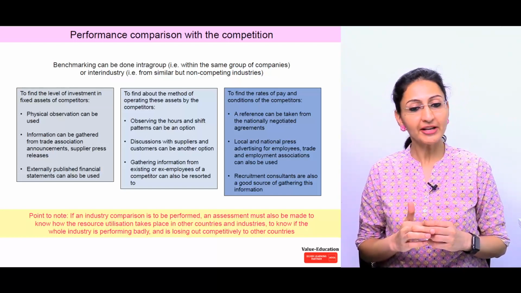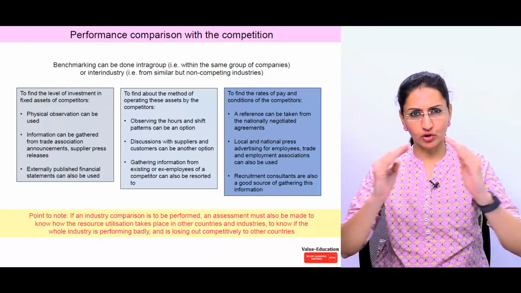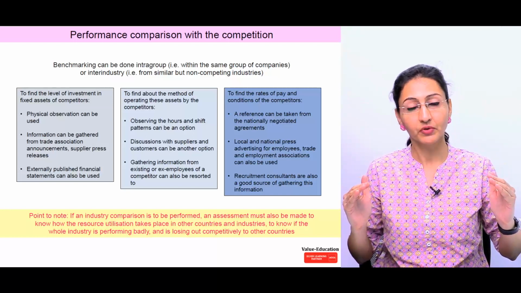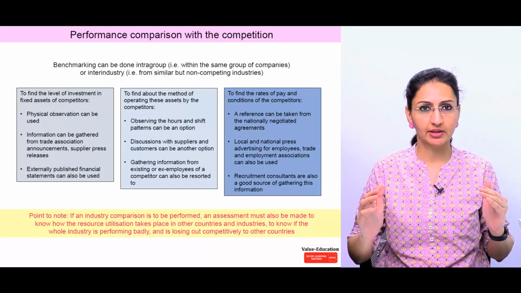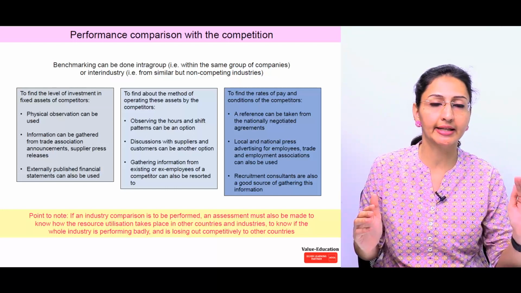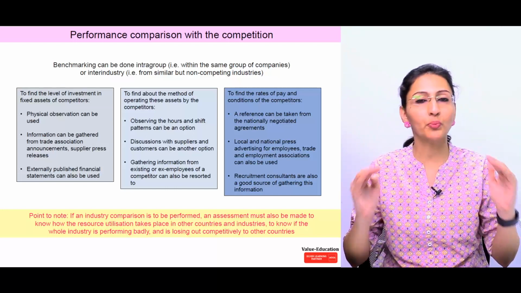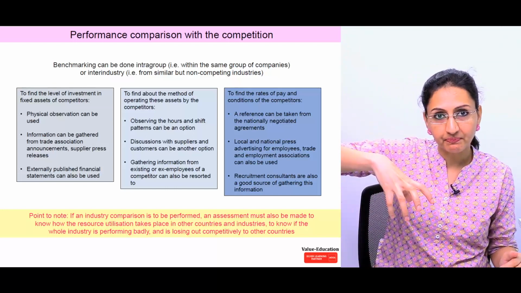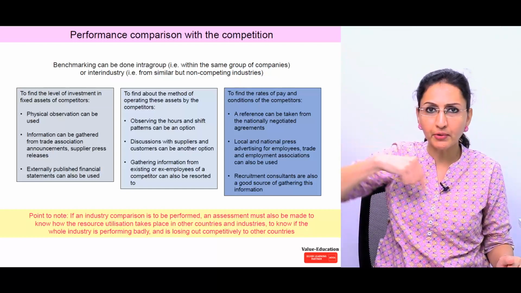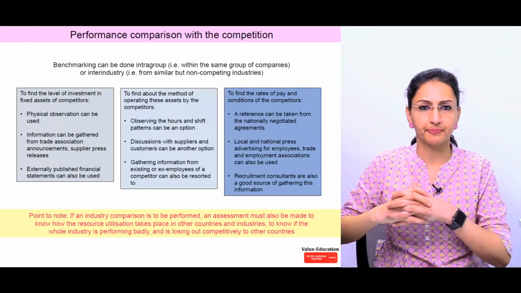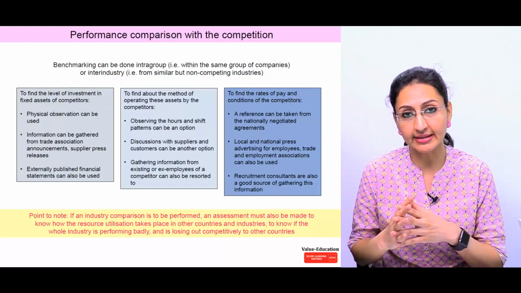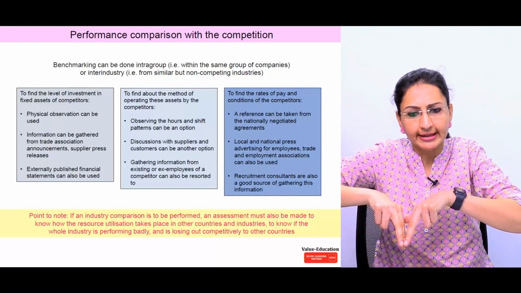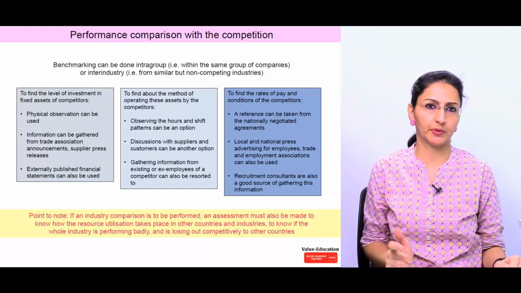Now, benchmarking can take two different shapes. One, it can be intra-group. Two, it can be inter-industry. Intra-group is, there is a company which has got a number of subsidiaries. This is a group. Now, when benchmarking is happening between these group members only, that is termed as intra-group.